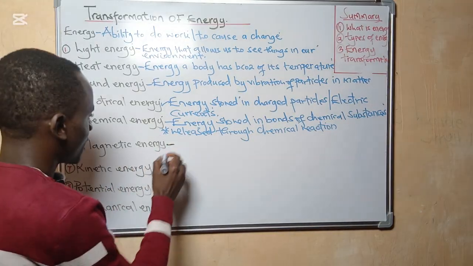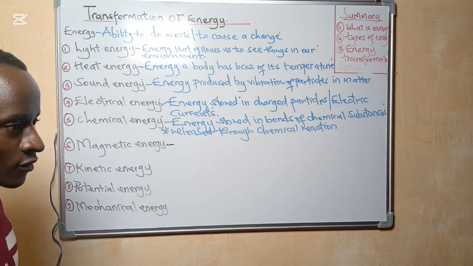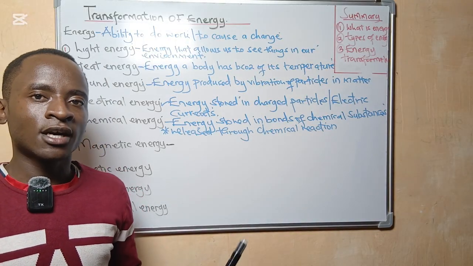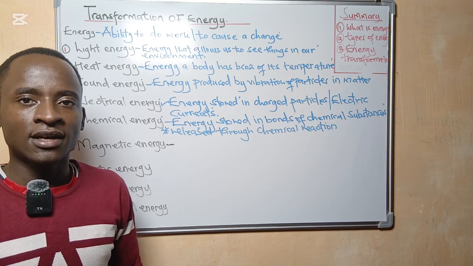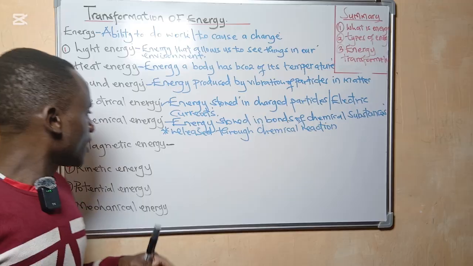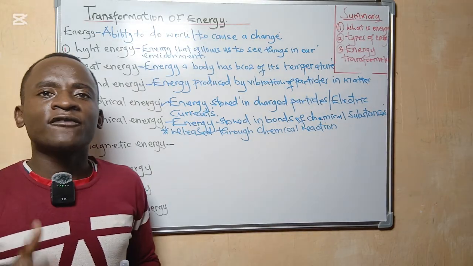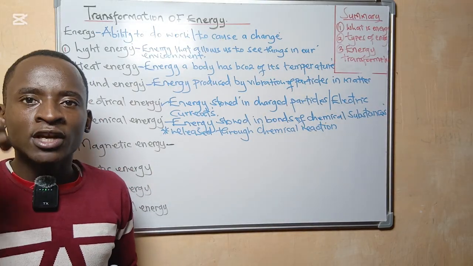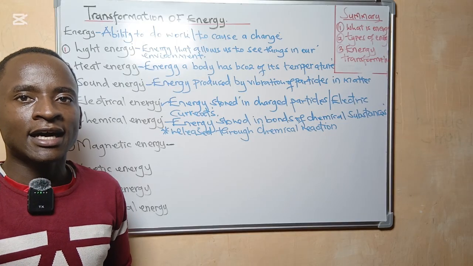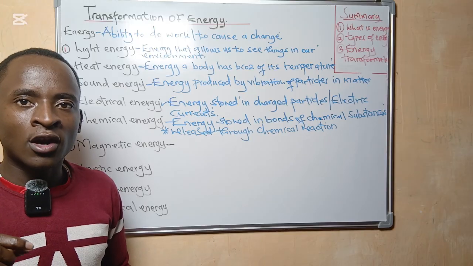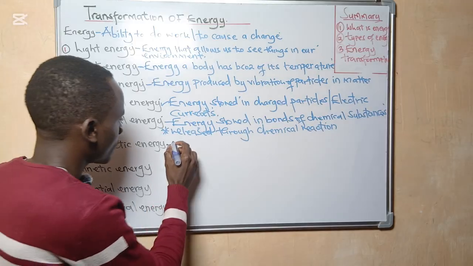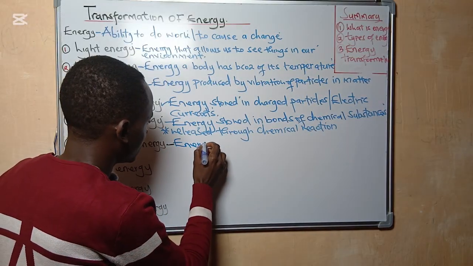Then we have the magnetic energy. In grade 7, we talked about magnetism. Now remember, we said magnetism is an invisible force that attracts or repels objects without touching them. Now, magnetic energy, this is a form of energy a body has because of 2 poles, a north pole and a south pole, or a form of energy stored in a magnetic field.